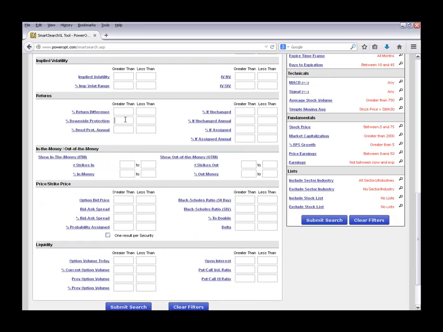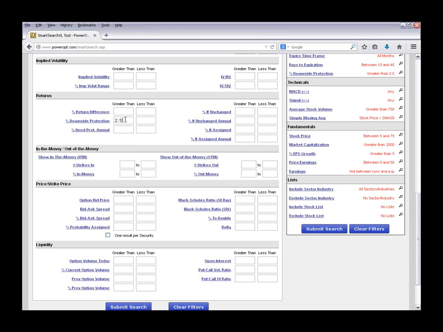What I'm going to do is keep it simple. I know that I lowered my range down to 10 days, so we're going to have to think about our minimum return capability for the shorter time frame as well as the longer time frame. So I'm going to put in my downside protection. I want at least a 2.5% downside protection, which again is simply the option bid price divided by the stock price. So this reflects technically how far the stock can drop before we're losing money on the position.